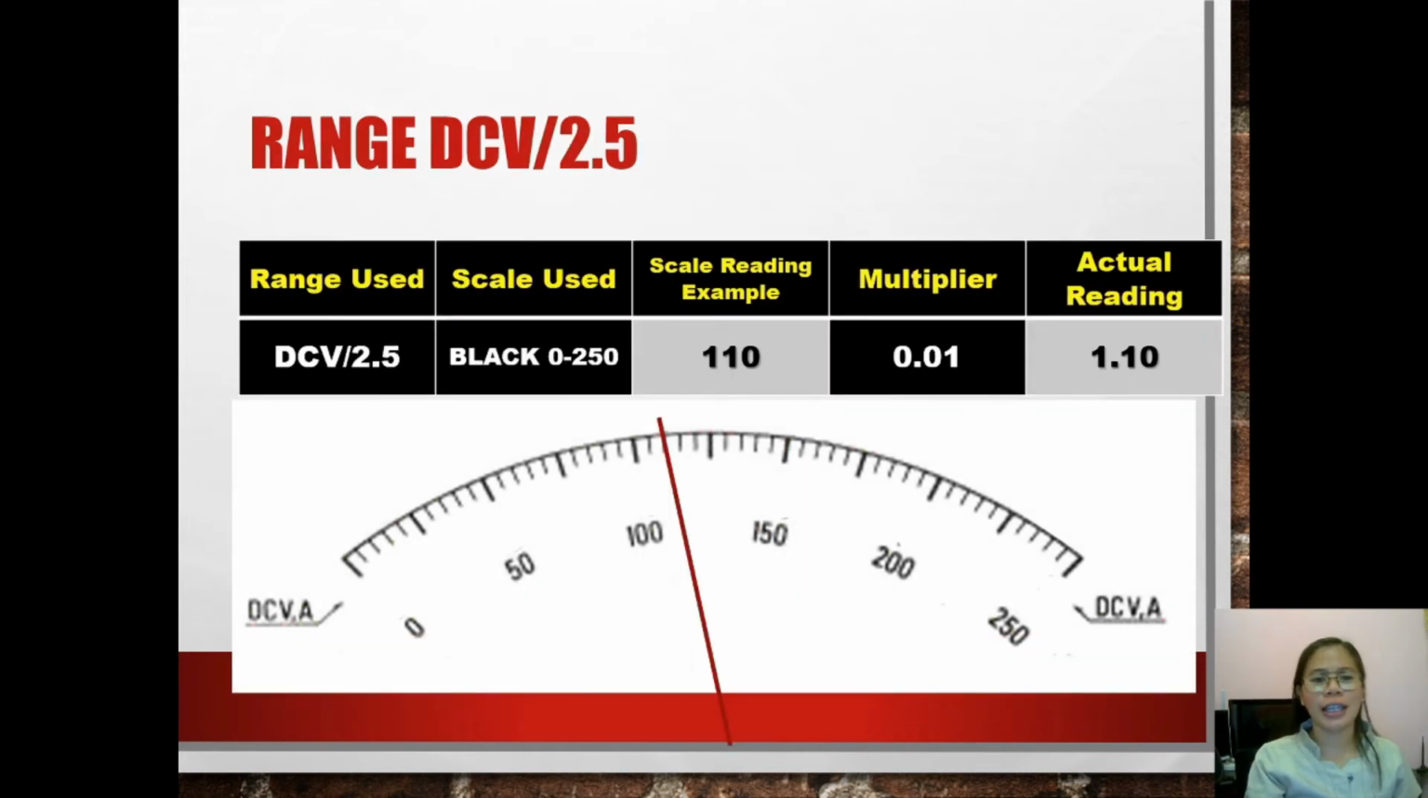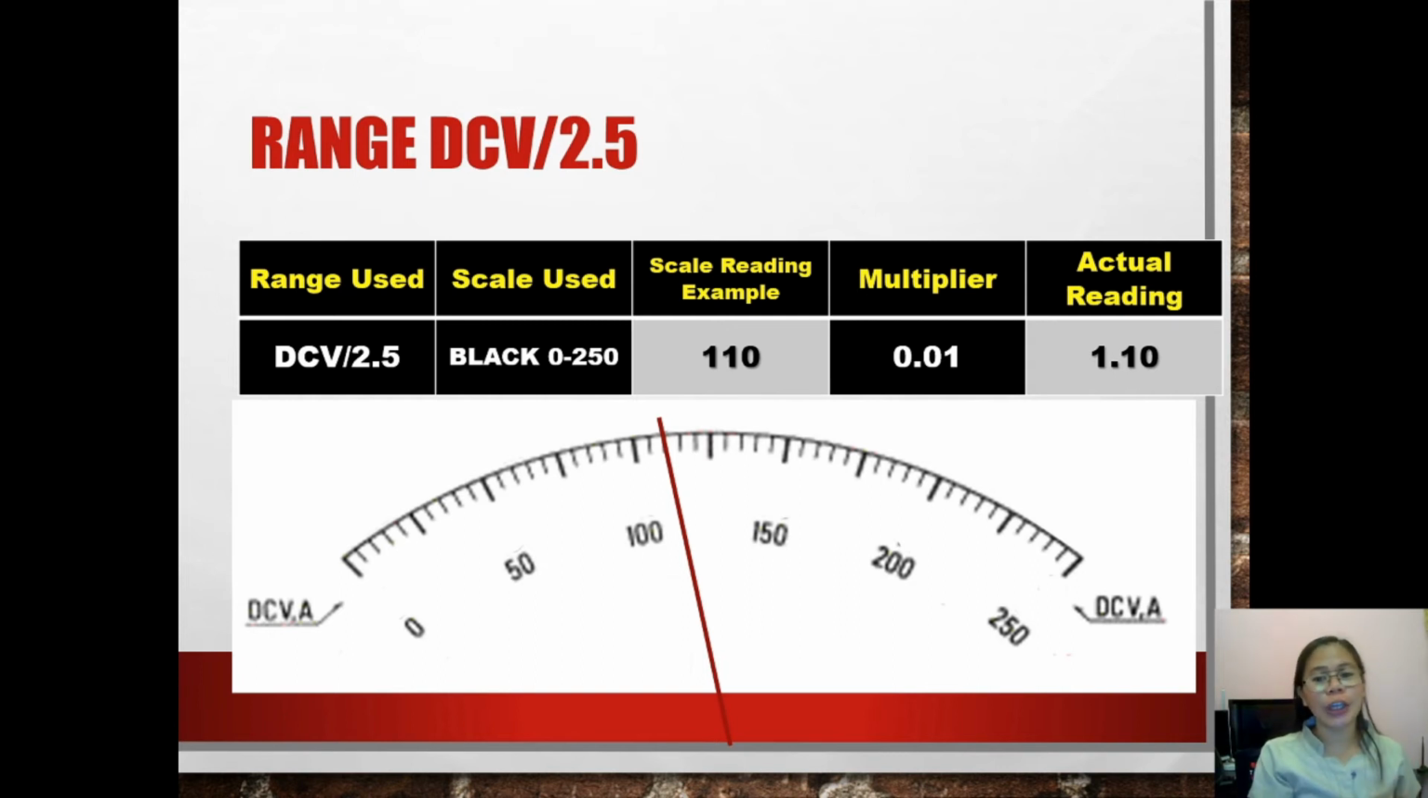Our range is 2.5. So what do you think is the scale we are going to use? If the range is 2.5, we are going to use the scale of 0 to 250. Okay. So for example, we have there a scale reading of 110. Why is that we have a scale reading of 110?